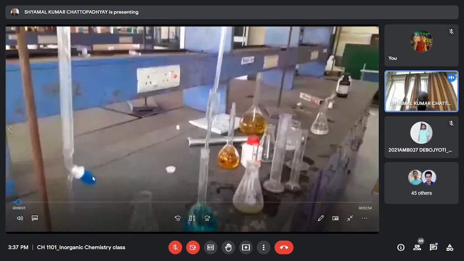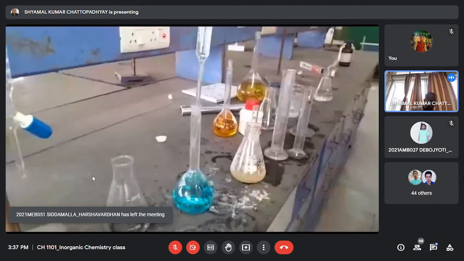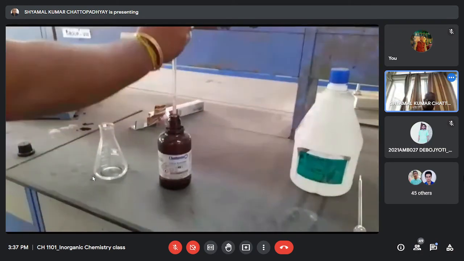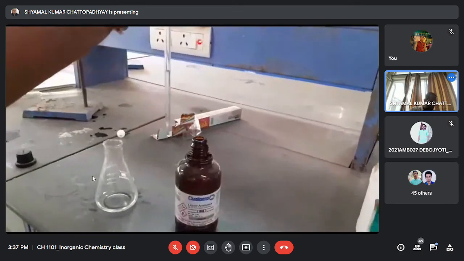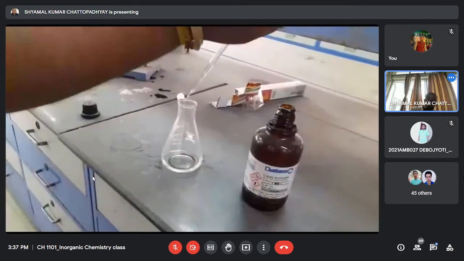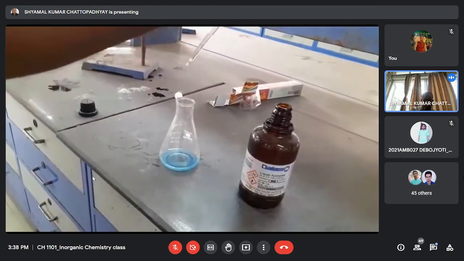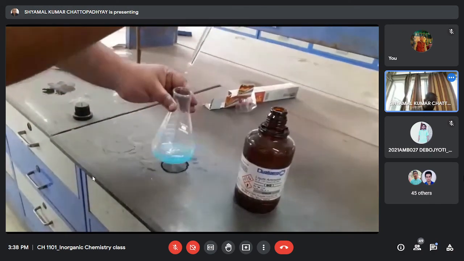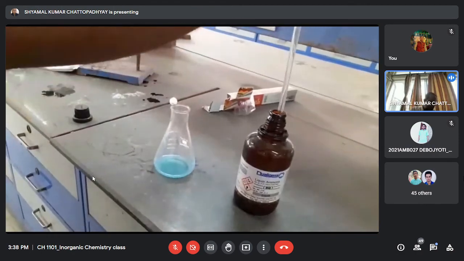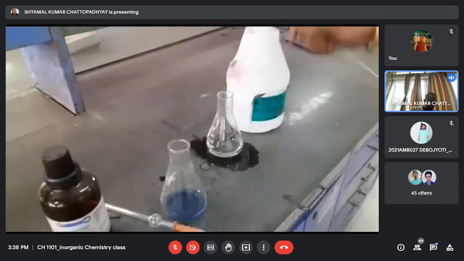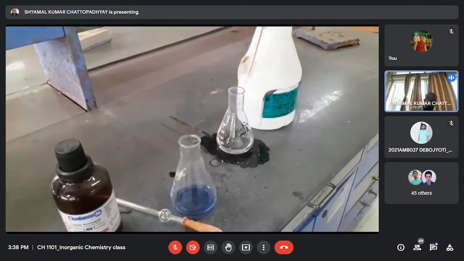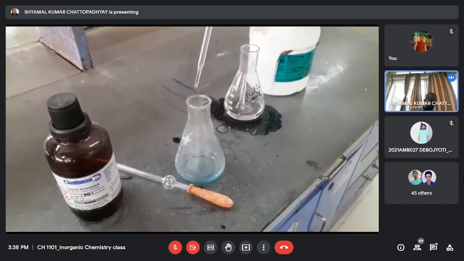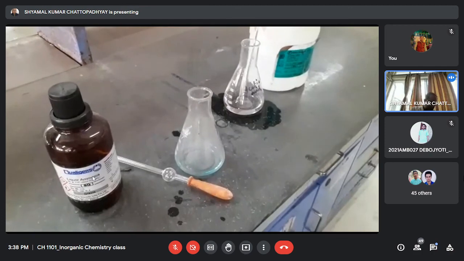Now, estimation of copper. We first take 25 ml of copper sulfate solution by pipette into a conical flask. Now we add 8 drops of liquid ammonia until a small amount of precipitate appears, so we stop the ammonia addition. Then we add glacial acetic acid to the ammoniacal copper sulfate solution until the precipitate completely disappears. Look at that, the precipitate has completely disappeared, so we stop the acetic acid addition.